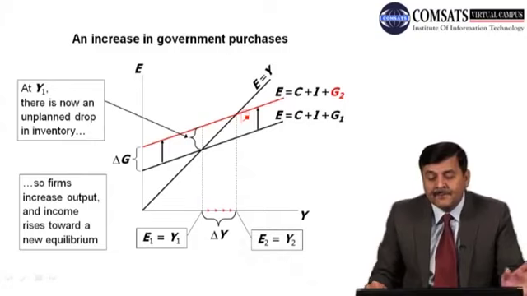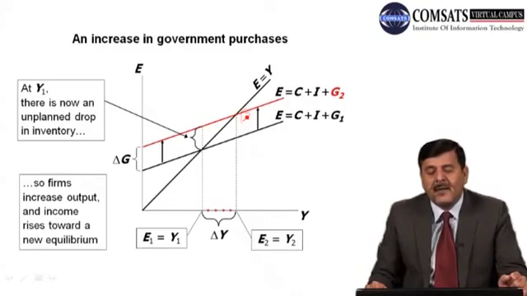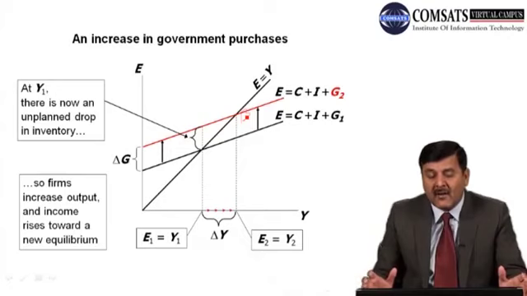But you can see that the change in income is more than the change in government spending, the change in expenditure, because at Y1 there is now an unplanned drop in inventory investment. What will happen at Y1? At Y1 there is an unplanned drop in inventory investment. So the firms increase output and income rises towards a new equilibrium.